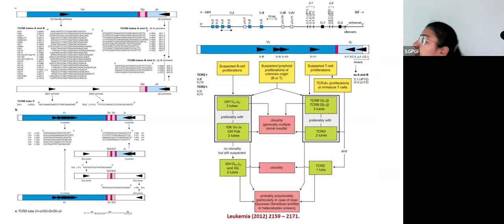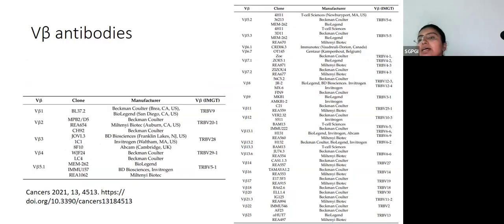And what they say is that if you have a suspected T cell proliferation, you go ahead with the TCR-B tubes and TCR-G tubes. But if you have a gamma delta proliferation, in that case, definitely the TCR-D tube should also be done. This is dependent on the rearrangement of the TCR gene.